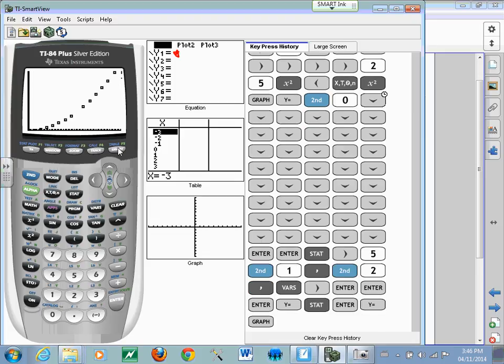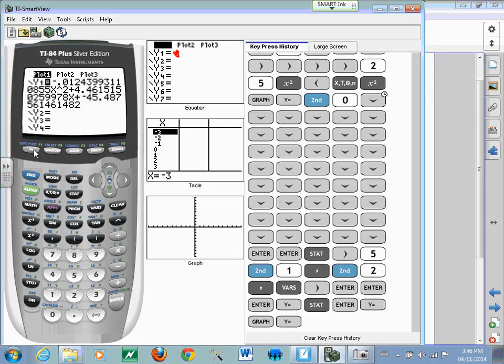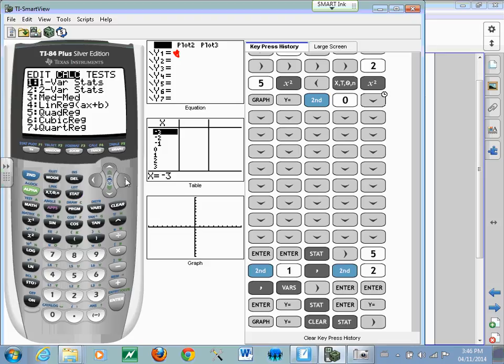If I press graph, oh, it's a little off, ladies and gentlemen. So somehow my quadratic regression didn't work. So I'm going to try it again, because it should go right through there. So I'm going to go to Y equals, and I'm going to clear that. And I'm not sure why it didn't work. Let's try it again. So stat, over to calc.